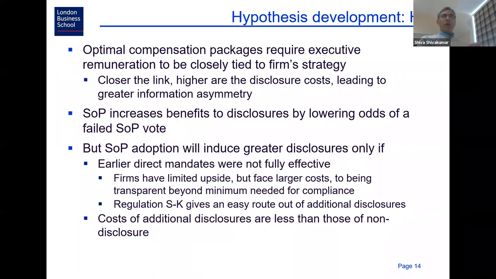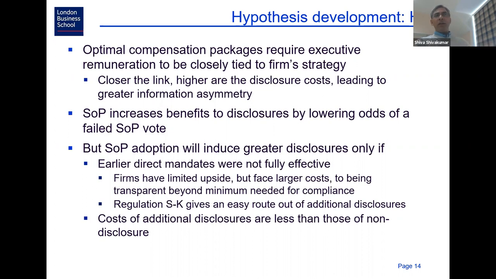Once the SOP voting was required, the benefit associated with disclosures increases, because if the firms did not provide that information, then they might get a lot of unwanted media and press coverage from failing their SOP voting. So the SOP voting changes the incentives of firms to provide more information about their executive packages. But SOP adoption need not mechanically increase the disclosures. The disclosures will only go up if the earlier direct disclosure mandates were not fully effective.